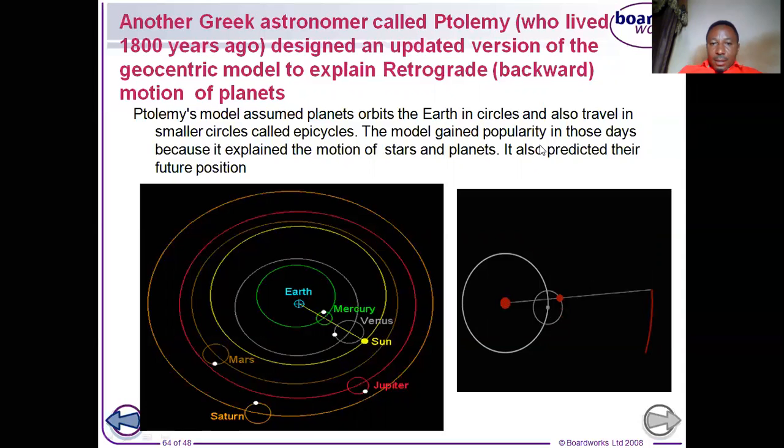The model gained popularity in those days because it explained the motion of the stars and planets. It was able to explain it in those days, and it also predicted their future positions. It could predict the position of the planets and the stars in those days.